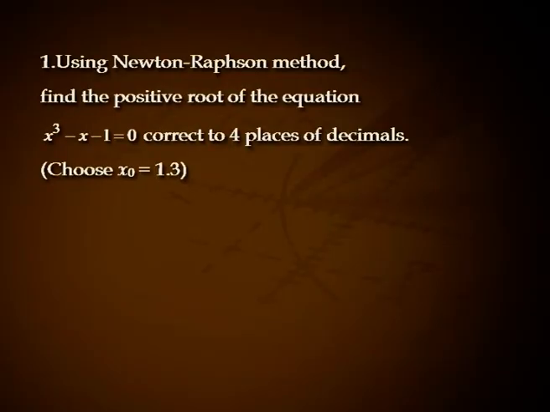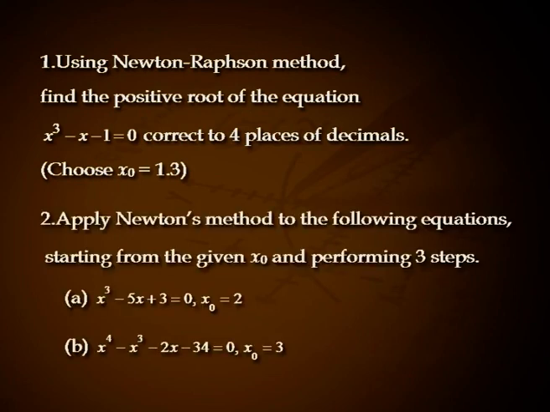Before concluding the session, please try to answer the following questions. Question number 1. Using Newton-Raphson method, find the positive root of the equation x cube minus x minus 1 equal to 0 correct to 4 places of decimals. Choose x₀ equal to 1.3. Number 2. Apply Newton's method to the following equations starting from the given x₀ and performing 3 steps.